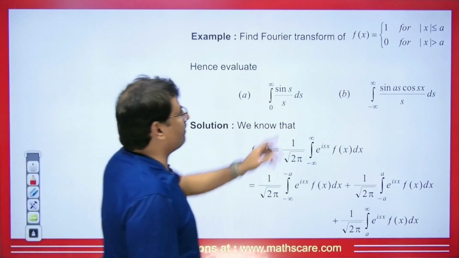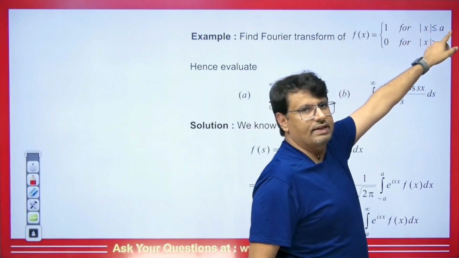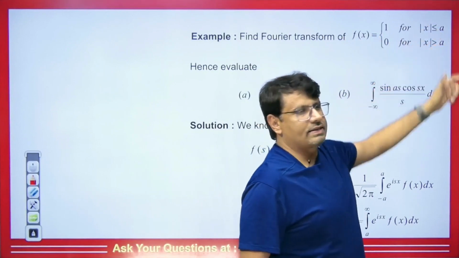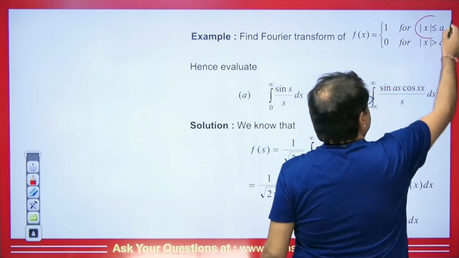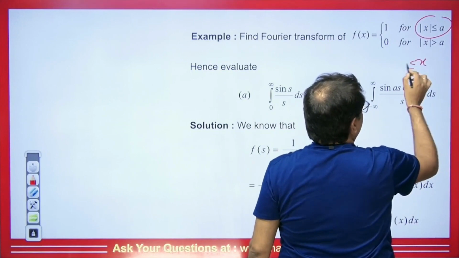The question is f(x) is equal to 1 for mod x less than or equal to a, and 0 where mod x is greater than a. Whenever we are given this, it means that the value of x is between minus a and a.